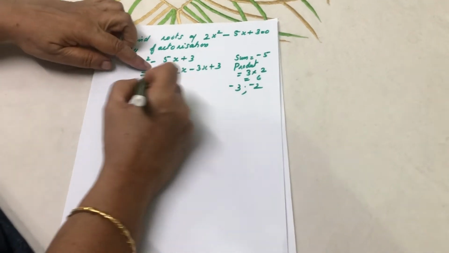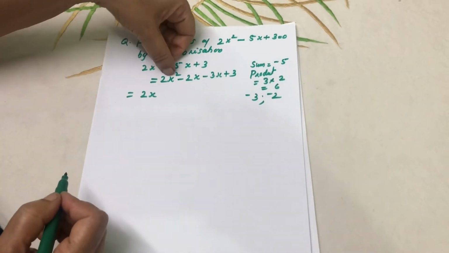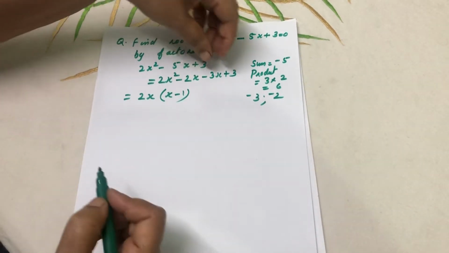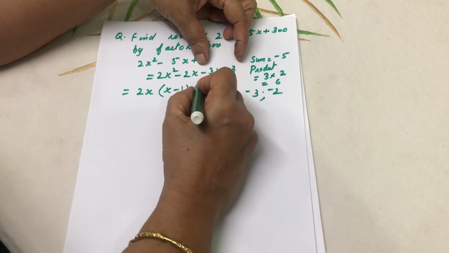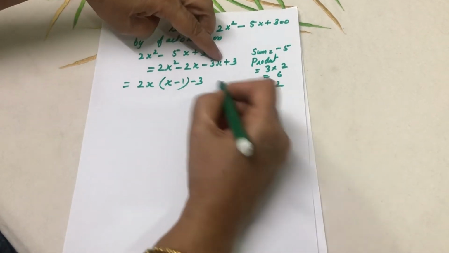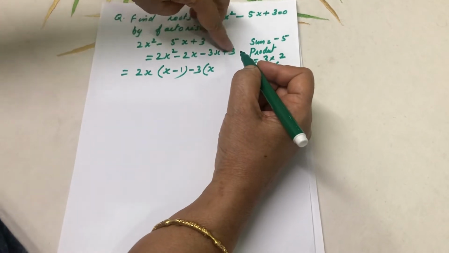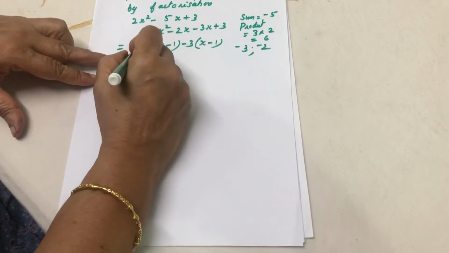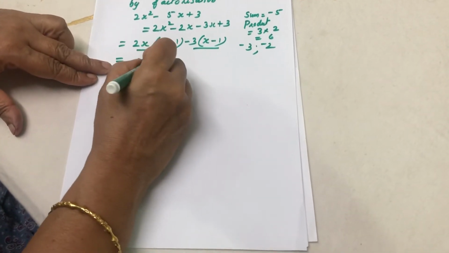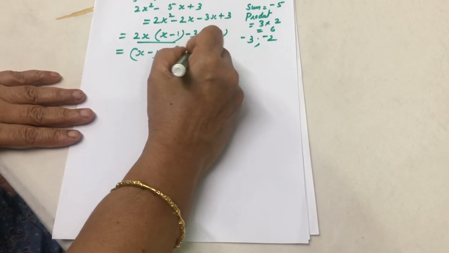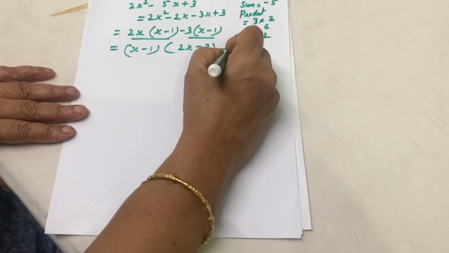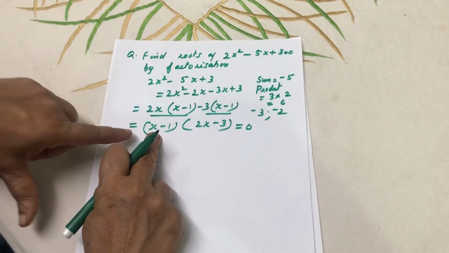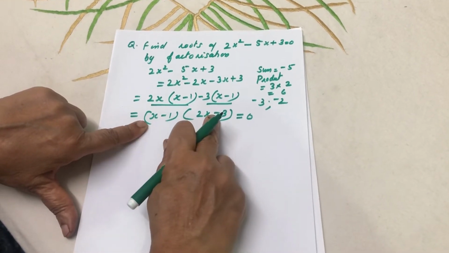In 2x squared minus 2x, I can take 2x as common. When I take 2x out, what is left here? x minus 1. Now you come here, we can take minus 3 out. When you take minus 3 out, it will be plus x here and minus 1 here. Therefore, you take x minus 1 out. So x minus 1 into 2x minus 3 equal to 0. So here this quadratic equation has been written as the product of two linear factors.